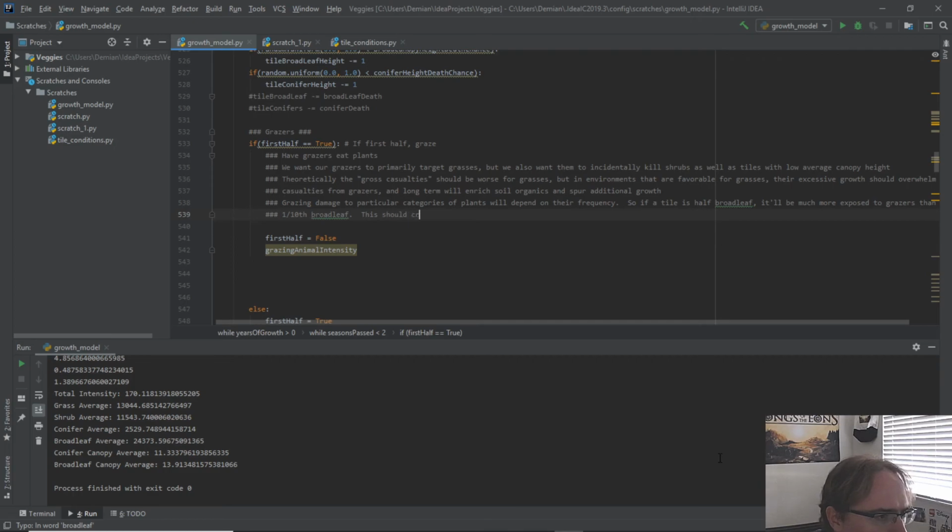This should create a sort of equilibrium for Sahel-like savannas, but where there are at least some trees. Okay, so grazing animal intensity.